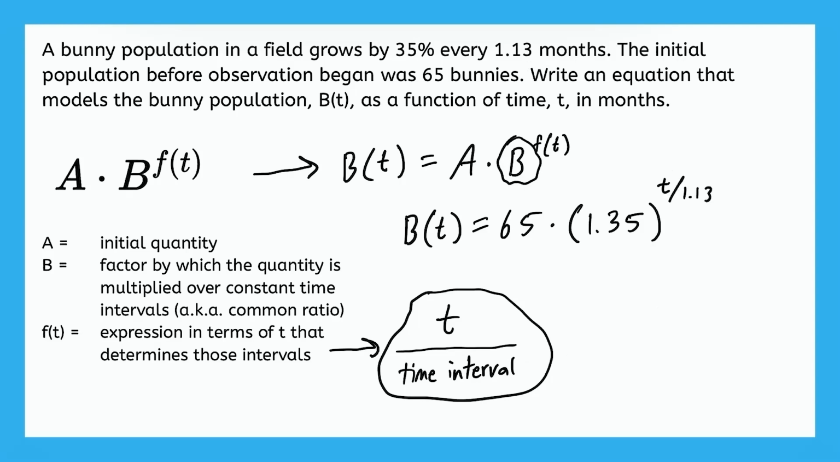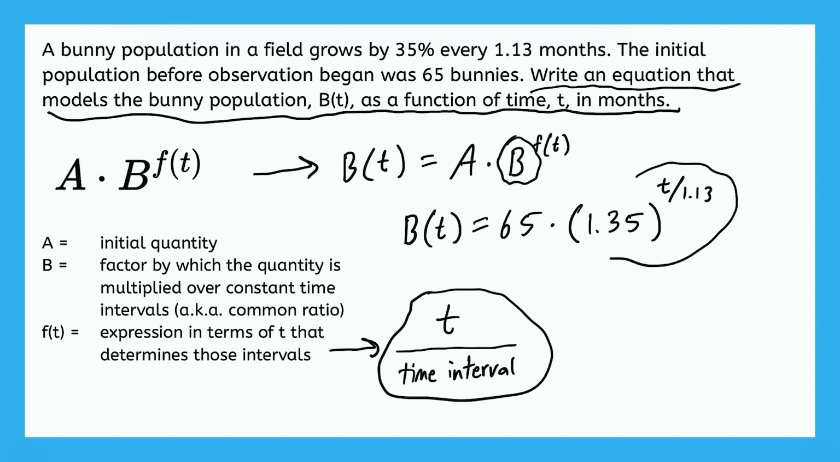So looking at the original question, they said, write an equation that models the bunny population B of t as a function of time t in months. And that's exactly what we have just done. So the function that is the answer to this question is right here. B of t equals 65 times 1.35 to the power of t over 1.13.